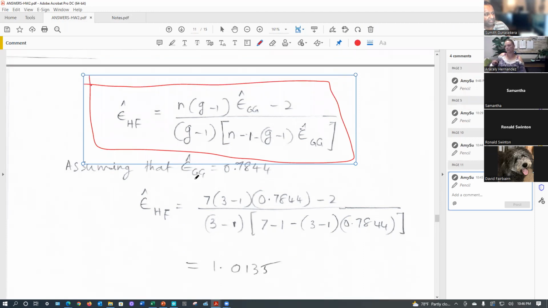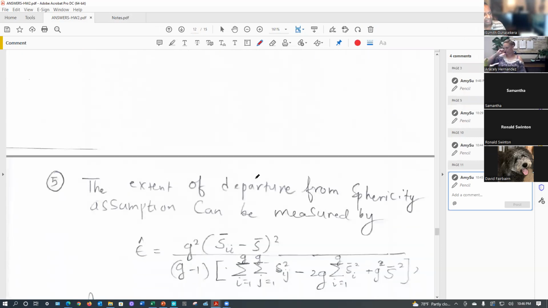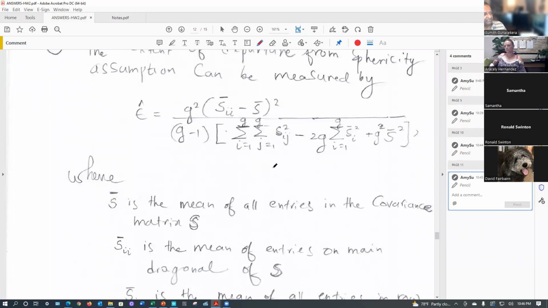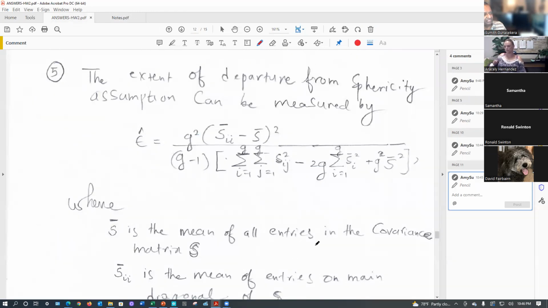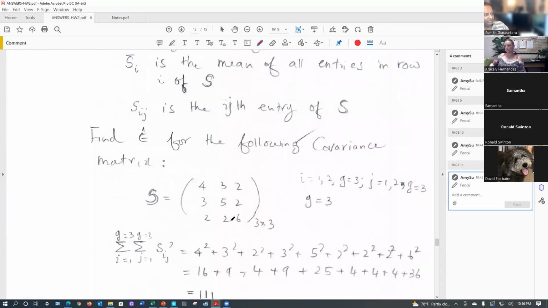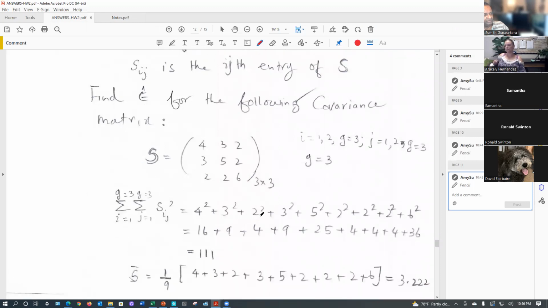When they gave that formula in question number 5, it's the same thing. This formula is the GG formula. But in that one they have no decimals, so it's easy: 4 squared, 3 squared, 2 squared, 3 squared, 5 squared, 3 squared, 2 squared, 2 squared.